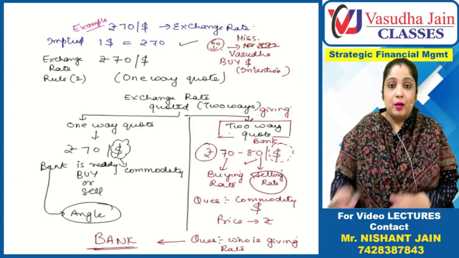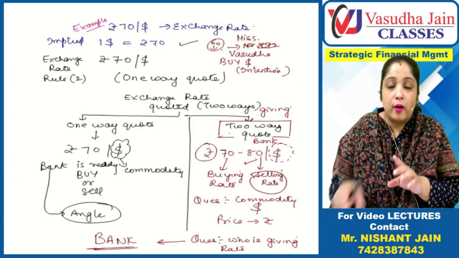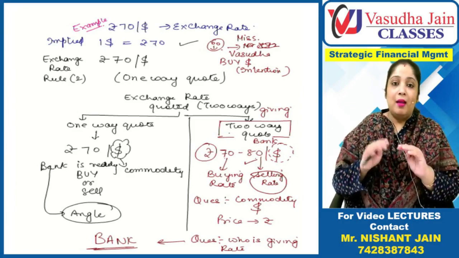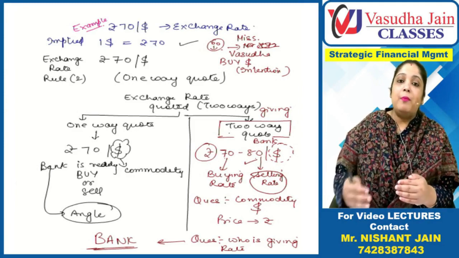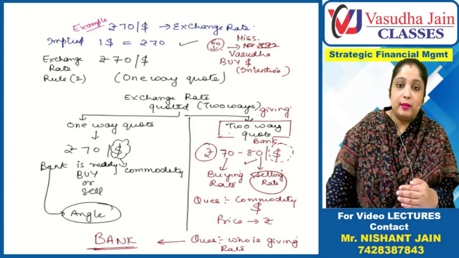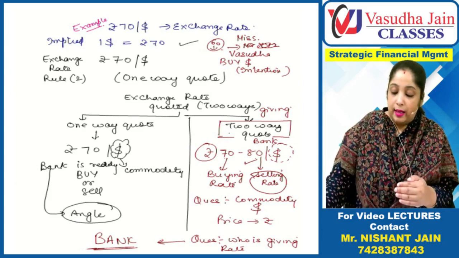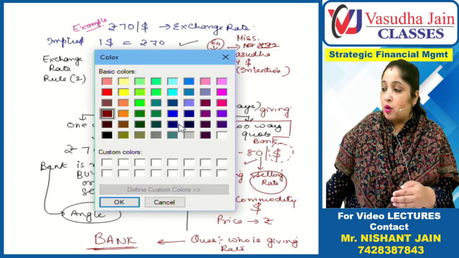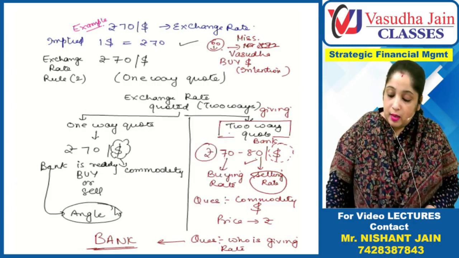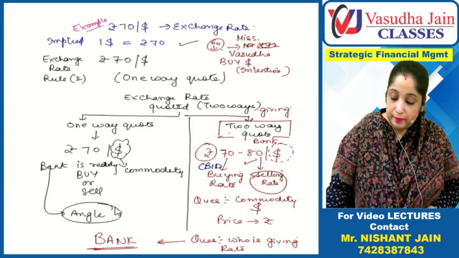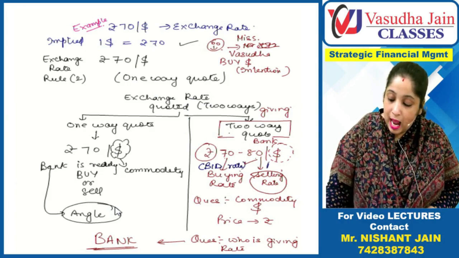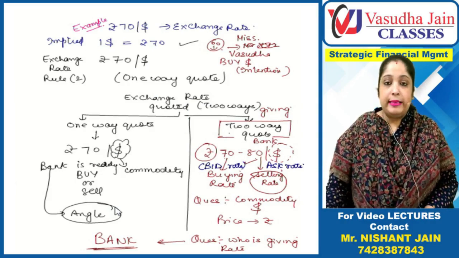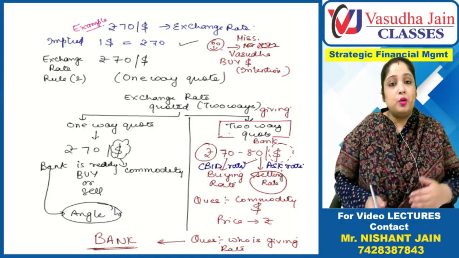So this rate, now the conclusion time, this rate is not meant from your angle. This is the rate which is meant from bank's angle. Bank is saying that, okay dear, I will buy dollar at this rate, I will sell dollar at this rate. This is buying rate, this is selling rate. Buying rate is called bid rate. And this is ask rate. Selling rate is called ask rate. So this is bid rate and this is ask rate, but it is not for you, it is from the angle of bank.